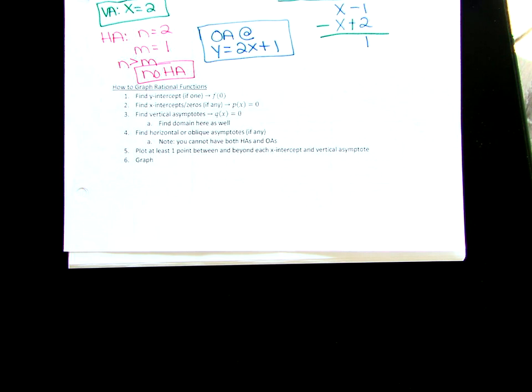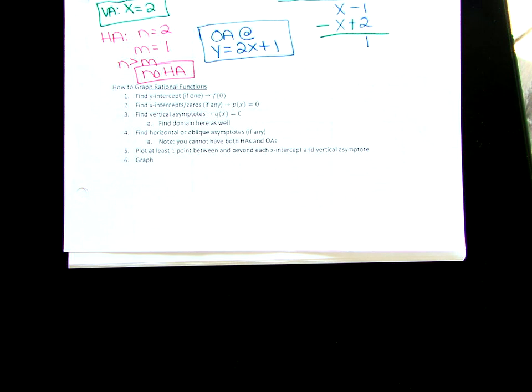4, you'll find out if you have any horizontal or oblique asymptotes, and that's where I make it really obvious. So I put an extra note in there that you can't have both. You can have one of each of them, but you can't have both. That's also where you find your holes, because your holes happen up there with your vertical asymptotes.